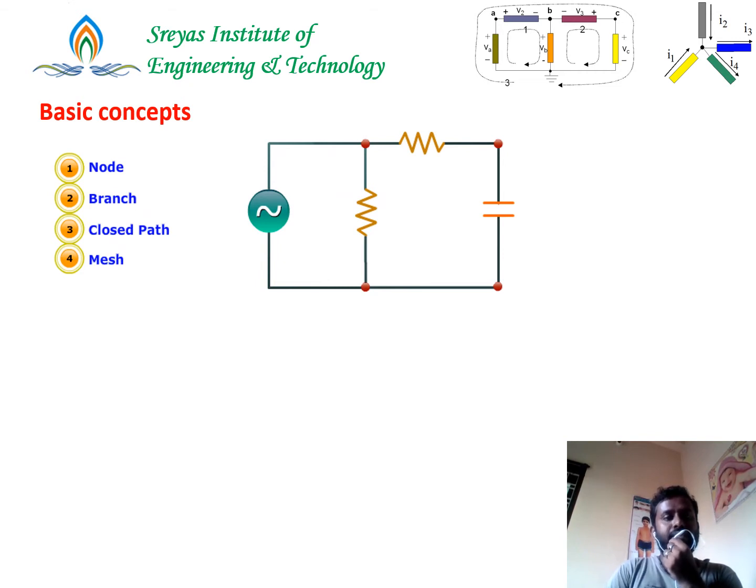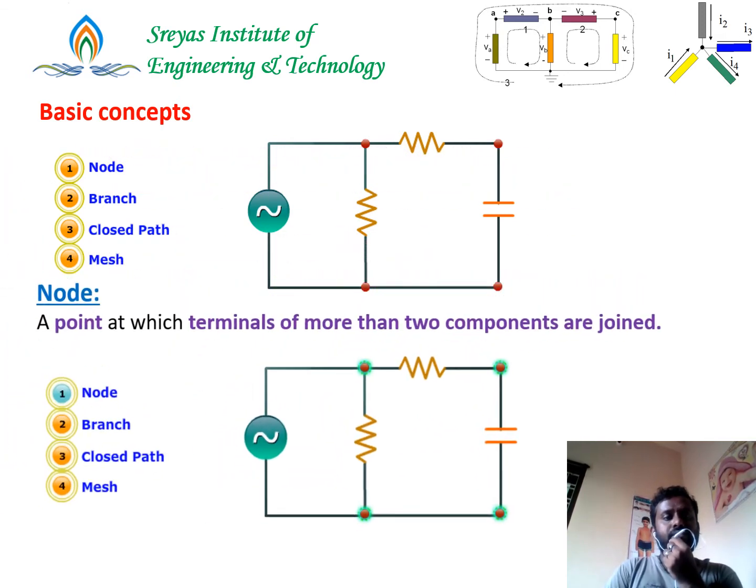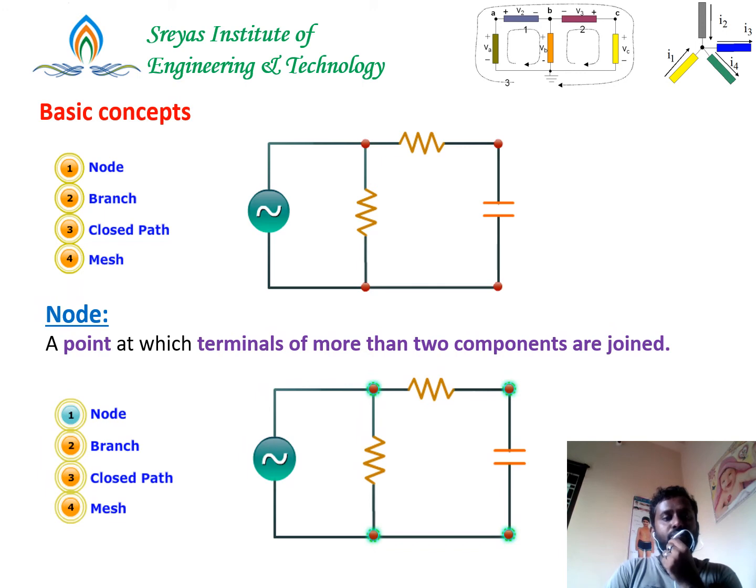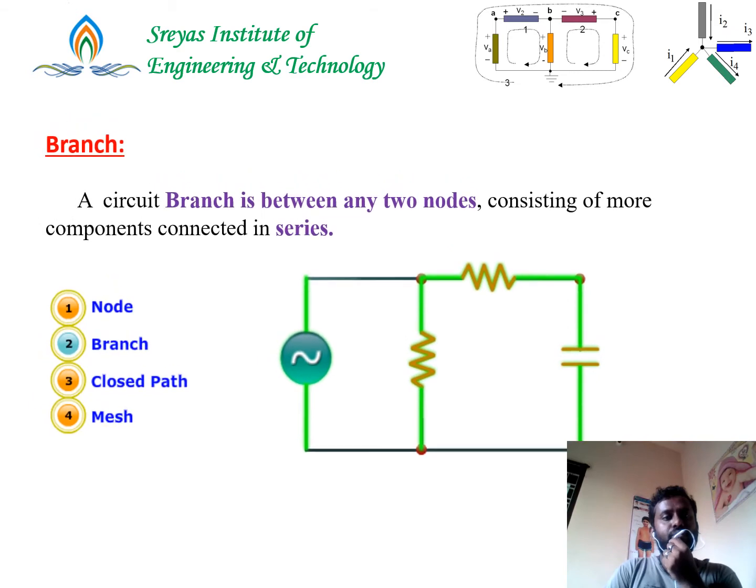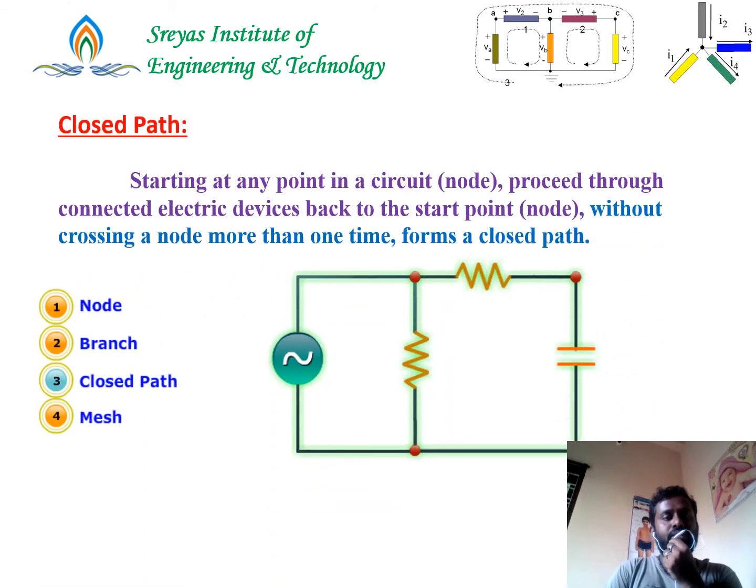So the basic concepts that you have to know before getting to Kirchhoff's voltage law and current law: you need to understand what are node, branch, closed path and a mesh. A node is something at which the terminals of more than two components are joined. A circuit branch is between any two nodes, consisting of components connected in series. That is, anything which connects any element that is present between two nodes is said to be a branch of that particular circuit.